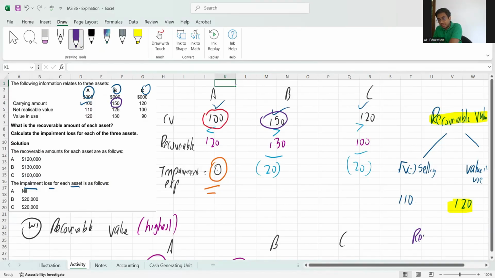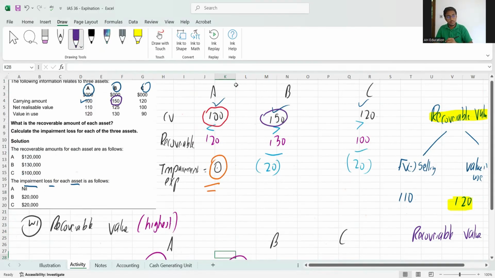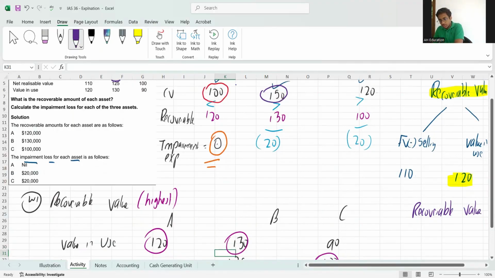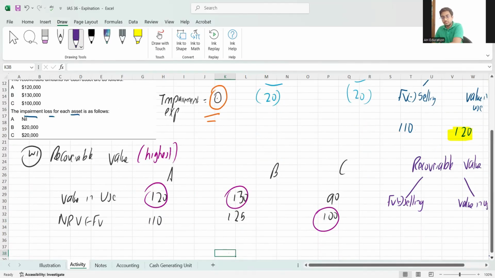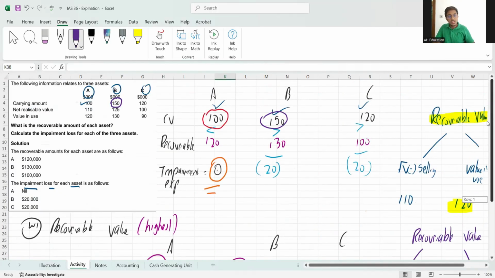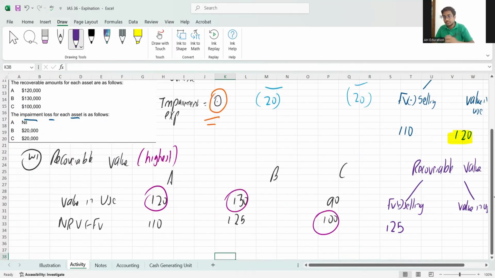Now, in terms of recoverable value of option B, which is your fair value minus costs of sale and your value in use. According to the question, in terms of B, your fair value minus costs of sale is 125. Right? 125 is your fair value minus costs of sale. What is your value in use? It is 130.